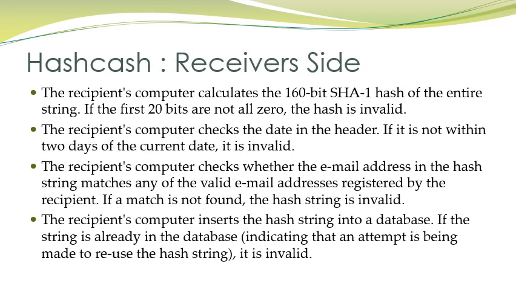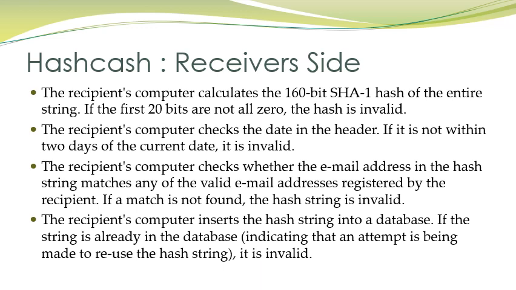So this is what we have studied at the sender side. When the sender tries to send a mail, first it will create the header, then it will take a random value, and from that it will calculate a 160-bit hash value. The first 20 bits of that hash value should be 0.